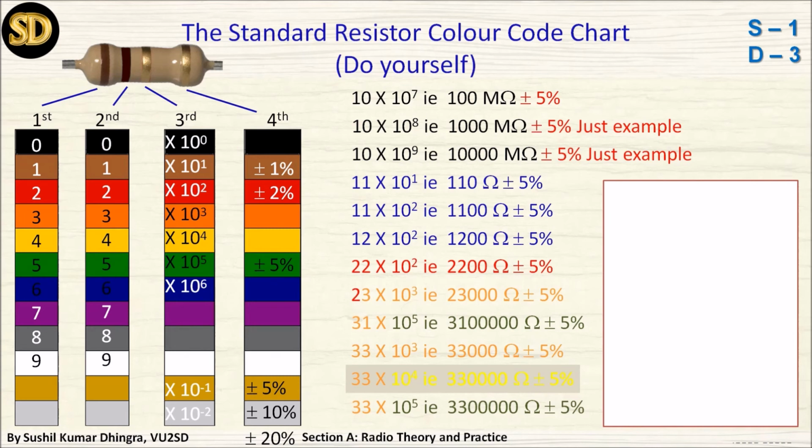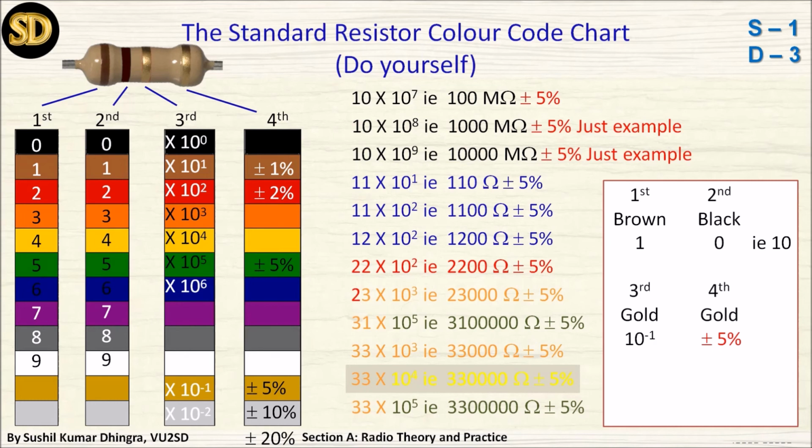The answer is, first and second ring, they are brown and black, i.e. 10. This is the multiplier. Third and fourth are gold. The first gold is 10 raised to the power -1 and the fourth is the tolerance, plus or minus 5%. It means 10 into 10 raised to the power -1, 10 divided by 10 is equal to 1 ohm plus or minus 5%. This is the answer. Now you have to practice this kind of numerical practically, then only will you understand these resistance color code standards.